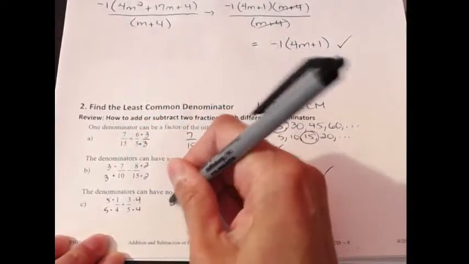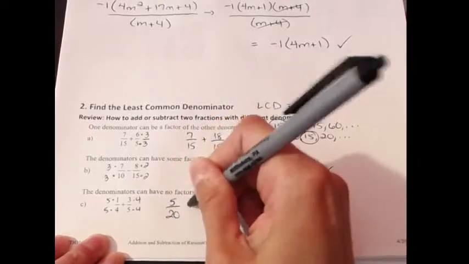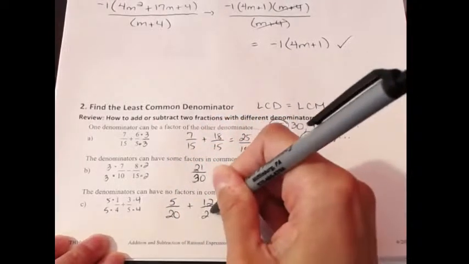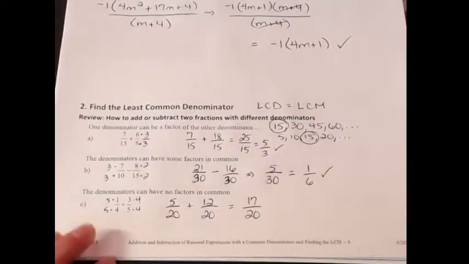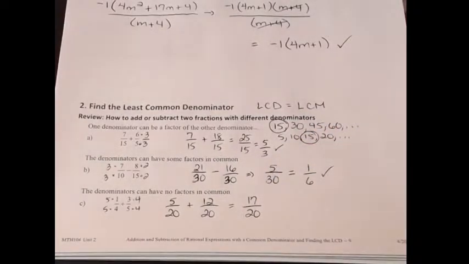So here we have 5 over 20 plus 12 over 20, and that's what gives us 17 over 20. And of course, we can't simplify that, so we'll leave it as is. Finished. Okay, let's turn the page and get into some good stuff.